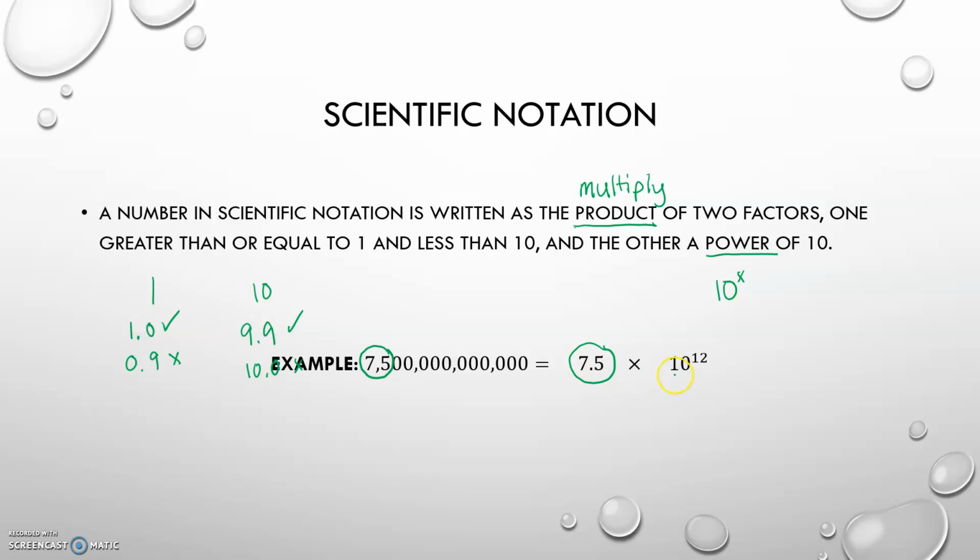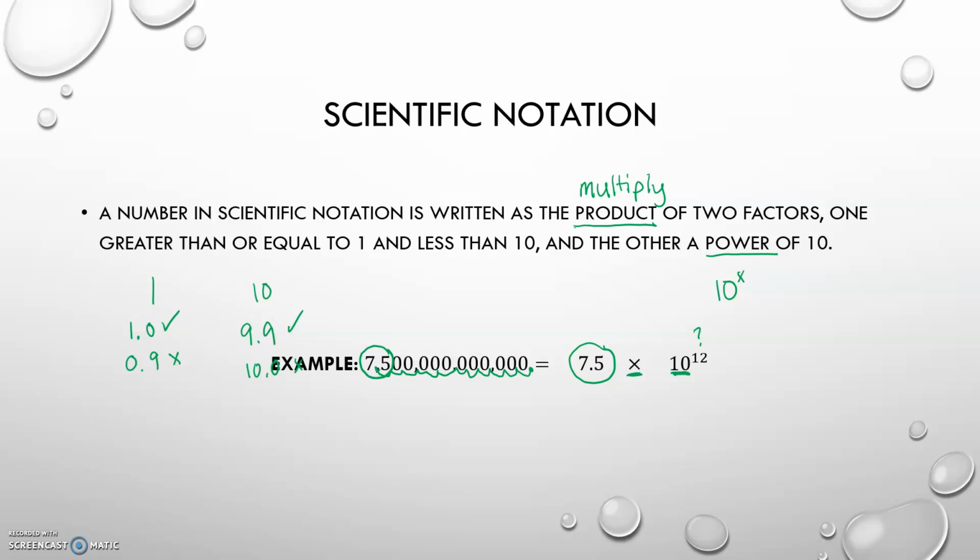And then it's always going to be a 10. There's always a 10 here and always the times. But where does this 12 come from? This 12 comes from how many spaces I have to move my current decimal point to get in between the 7 and the 5. And if I count, I would count 1, 2, 3, 4, 5, 6, 7, 8, 9, 10, 11, 12. I have to move it 12 times to get there.